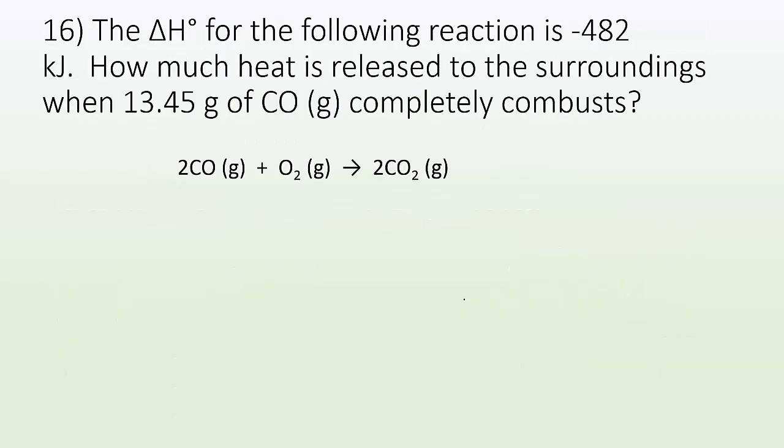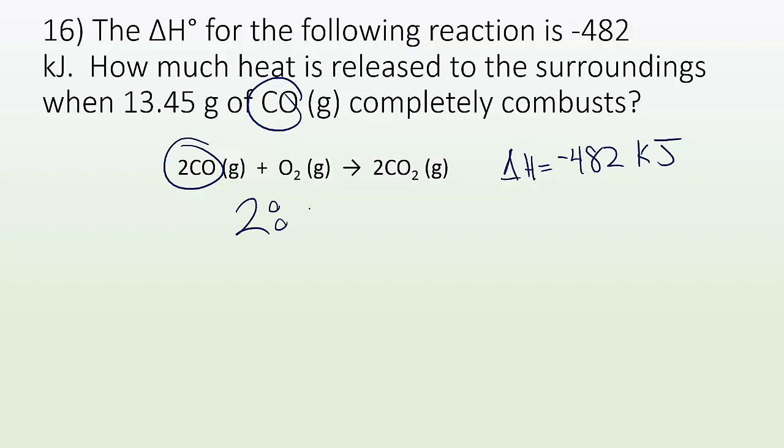And last one, which is a little bit more of the same but different, right? It says the delta H naught for the following reaction is negative 482 kilojoules. How much heat is released to the surroundings when 13.45 grams of carbon monoxide, CO, gas completely combusts? So again, this is saying the delta H is equal to negative 482 kilojoules. And coincidentally, the object of interest is carbon monoxide, and it has a 2 coefficient, so it's 2 to negative 482 kilojoules. Remember that 2 is coming from the coefficient. So 2 moles of carbon monoxide releases 482 kilojoules.